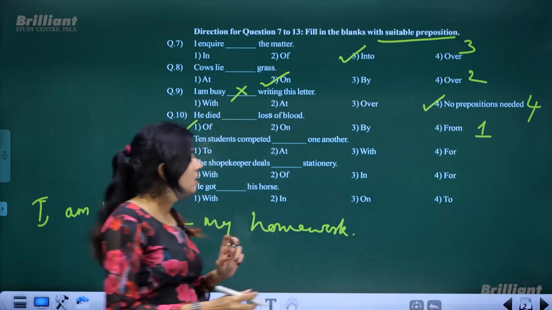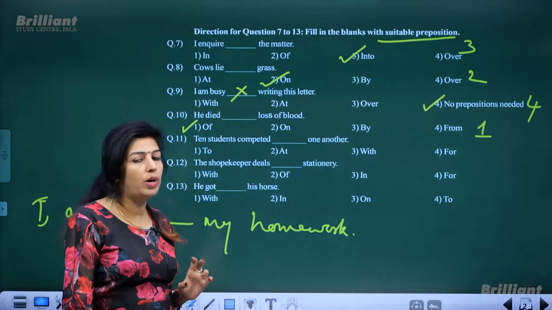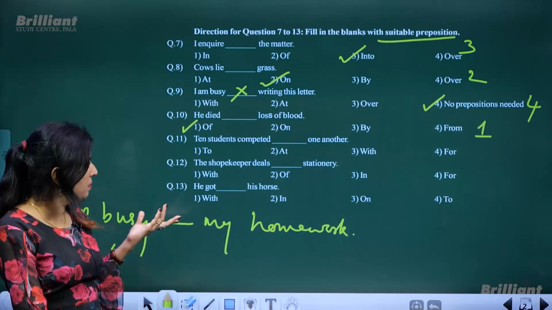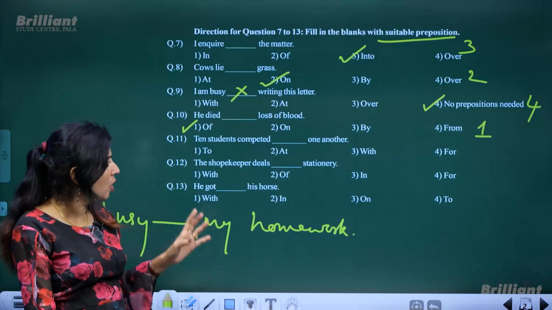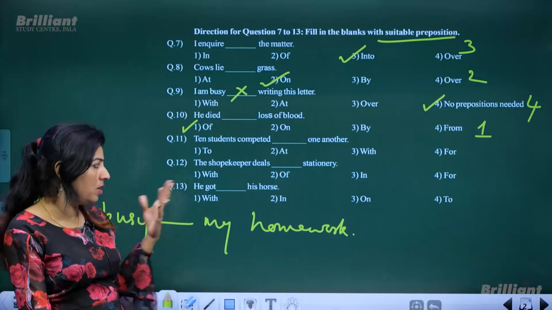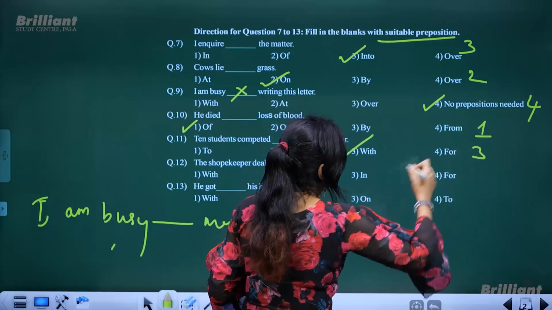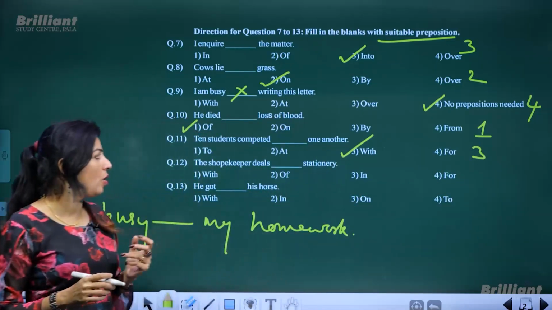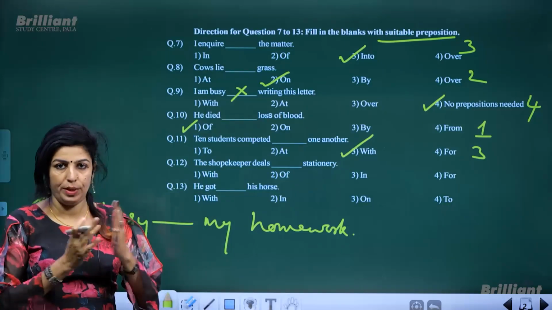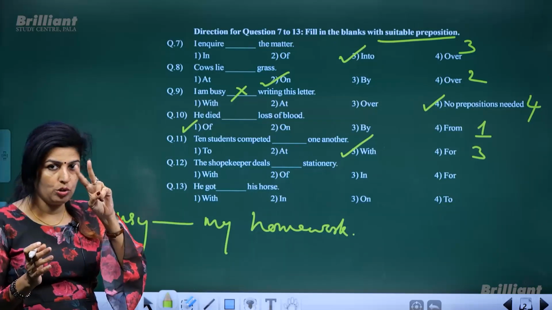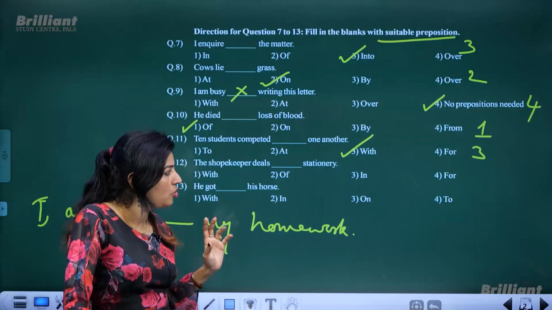The next is, "10 students competed dash one another." So this is simple. "Competed to one another", "to" and "one" will not go together. "Competed at one another" also will not work, but "with one another". So option number 3. Ten students competed with one another, almost like "with each other" when you use only two people. So "competed with one another" is to be used.